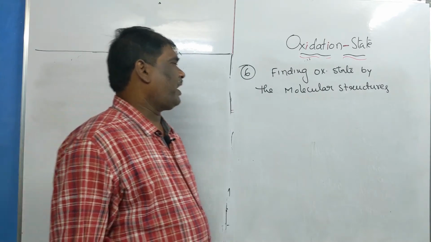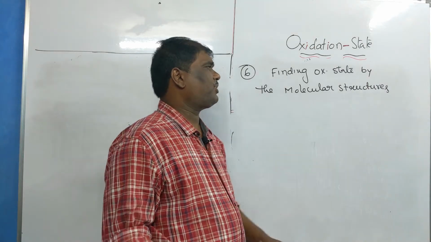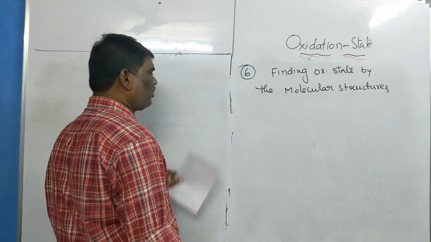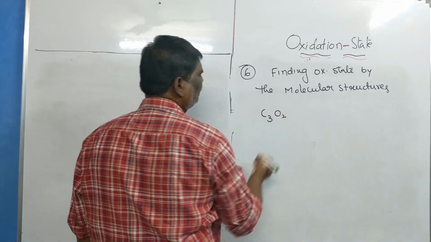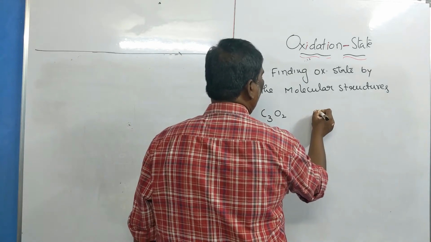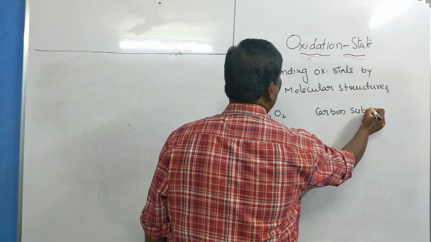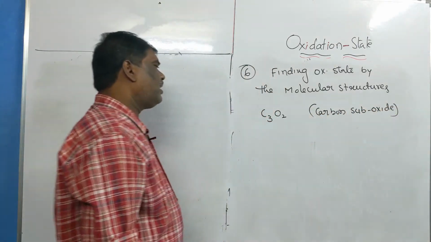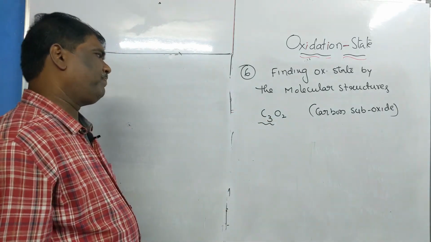Now we are going to find oxidation states with the help of molecular structures. This is another model. Let us take C3O2. This is called carbon suboxide. To find the oxidation state of carbon, first we take the geometry.